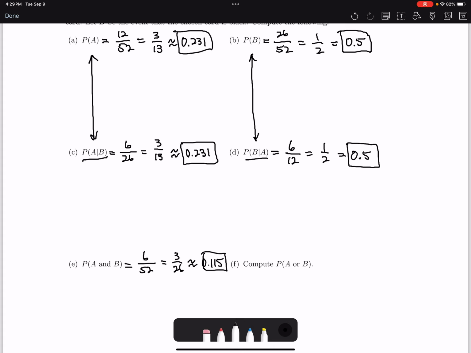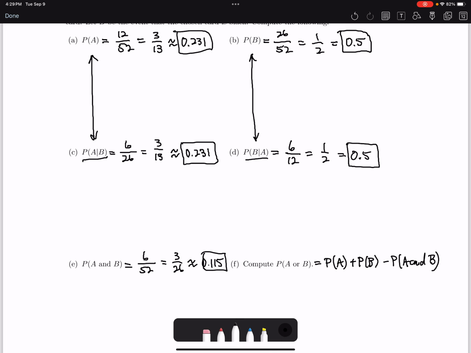And then finally for part F, we want to compute the probability of A or B. Now, there are a couple ways you could do this. You could do this by inspection. You could just look at the deck and count up the number of cards that are either face cards or black, okay? Being careful not to double count the cards that are both. Or you could use the formula, right? Probability of A or B, if we use the formula, is probability of A plus probability of B minus the probability of A and B.